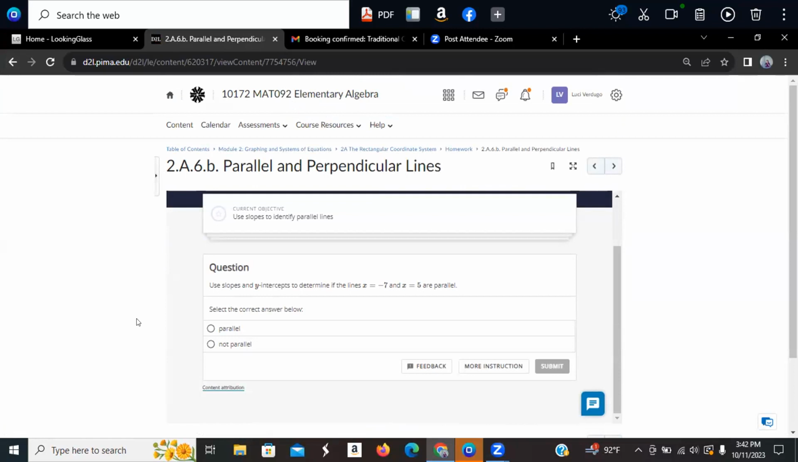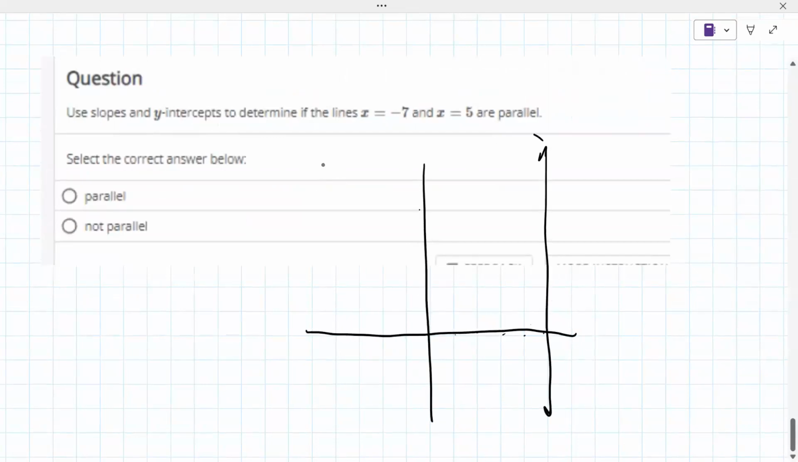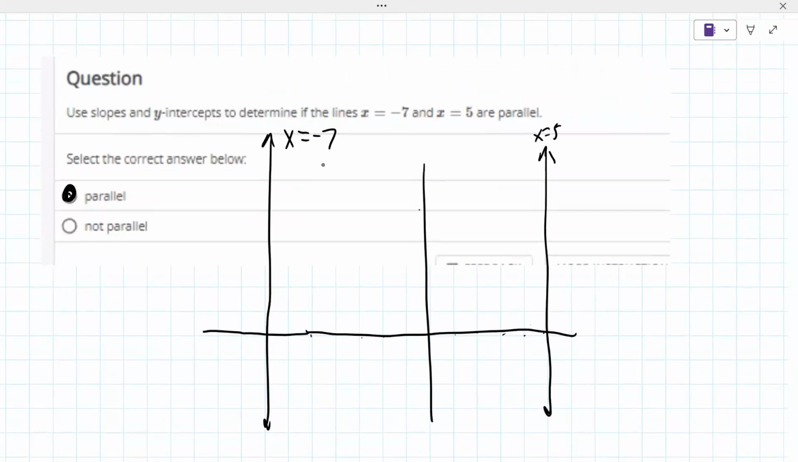All right, let me grab a snip of this. I know it's easy just to guess an answer, but we want to have the right answer no matter what. So I'm going to graph each of these for you really quickly, and then we'll see if we can figure out the answer. So x equals 5. 1, 2, 3, 4, 5. It's a vertical line. That's x equals 5. And then x equals minus 7. 1, 2, 3, 4, 5, 6, 7. Do these lines ever intersect? No. So they are parallel. If they don't intersect, they are parallel.